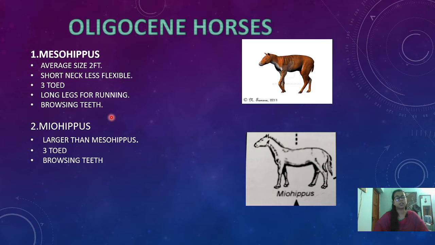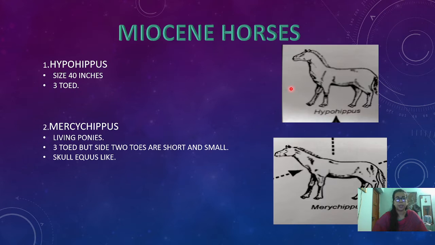Next comes the Myohippus. Myohippus was a little larger. You can see the difference between Mesohippus and Myohippus. The Myohippus increased a little in size, but they were still 3-toed with browsing teeth. So you can see that the size of the horses is gradually increasing as they change from one time period to another time period.